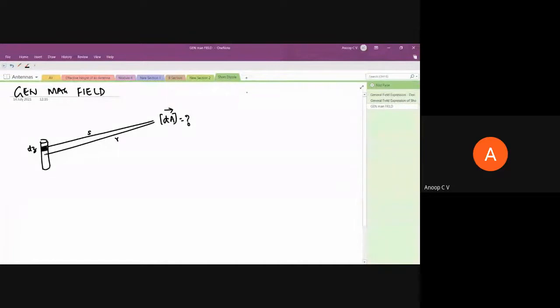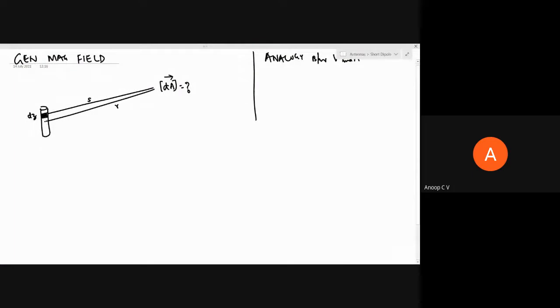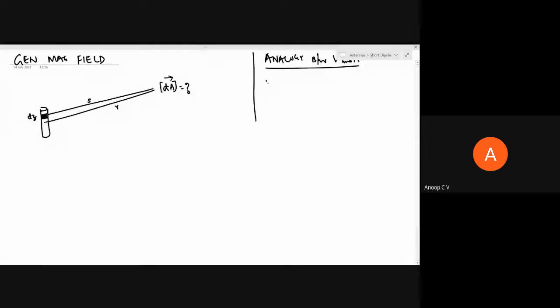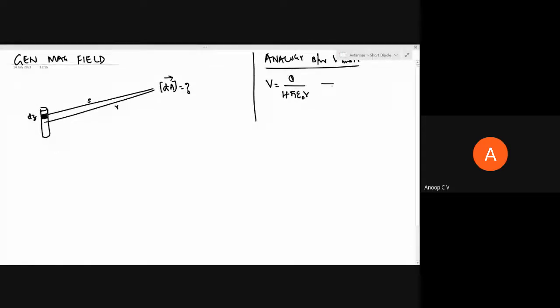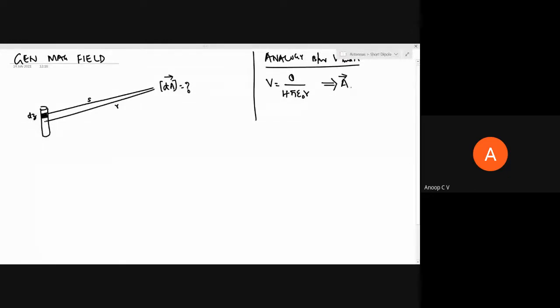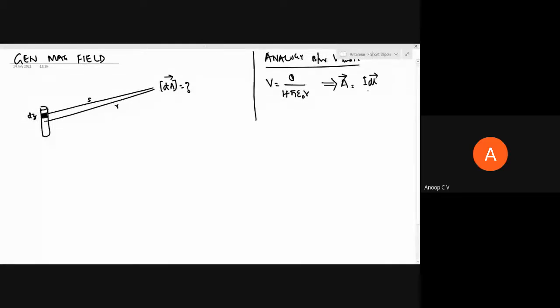For that, we can use the analogy between V and A. So V expression is Q by 4 pi epsilon naught R, and the vector A expression will be I dl divided by R. Okay, maybe I'll tell you the analogy first.